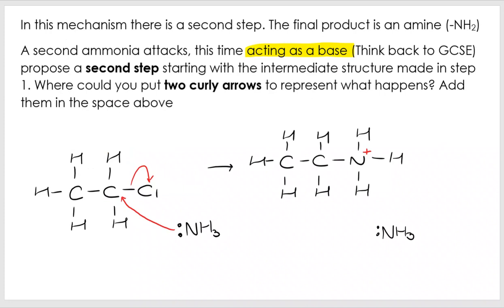So we have a second step to this mechanism, where a second ammonia acts as a base. So we need to think about what that means. What is a base? And hopefully you remember that a base is a proton acceptor, protons being hydrogen ions. So the NH3, instead of attacking the positive, acts as a base and attacks the hydrogen on the N. Could have been any of those hydrogens. But that then means that the N-H bond can no longer exist, so the electrons move in to the positive N, which actually takes the positive charge away.